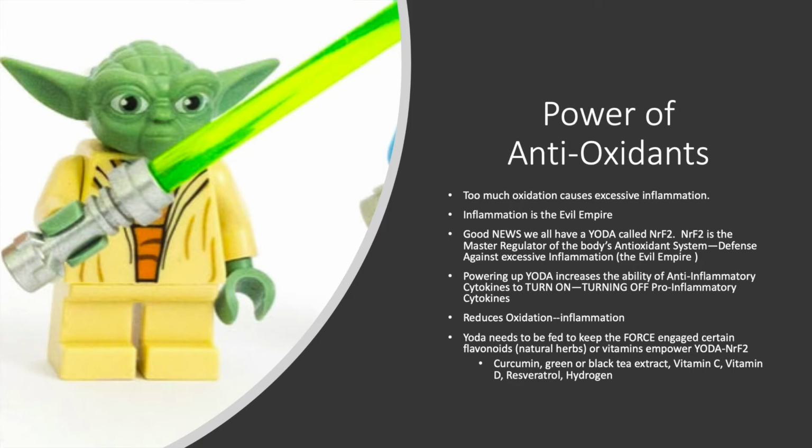So powering up, giving more force to Yoda increases the ability of anti-inflammatory cytokines to turn on, which is what we want, to turn off the pro-inflammatory cytokines when they've done their job. This reduces oxidation, thus inflammation. So Yoda needs to be fed to keep the force engaged. Certain flavonoids, natural herbs, or vitamins empower Yoda, NRF2. Some of these are curcumin, green or black tea extract, vitamin C, vitamin D, resveratrol, hydrogen.